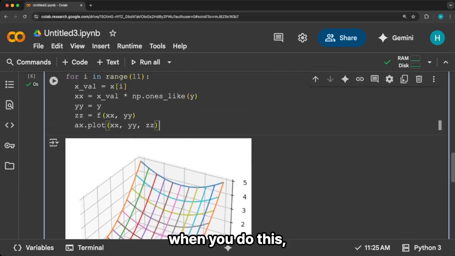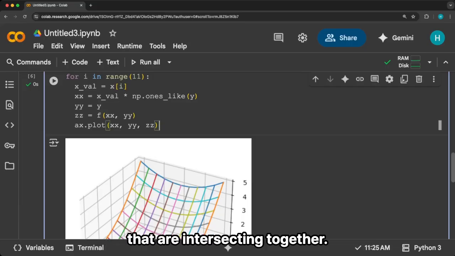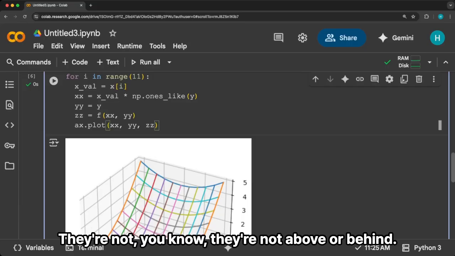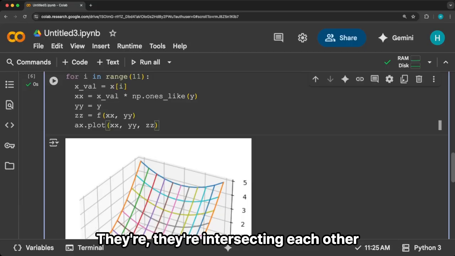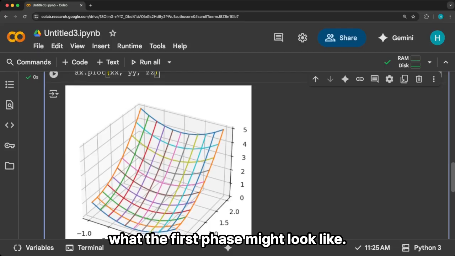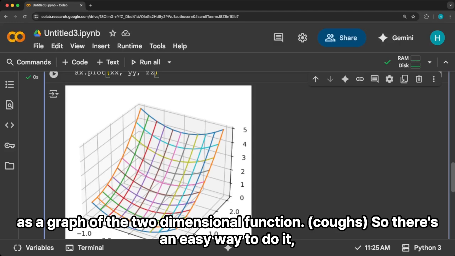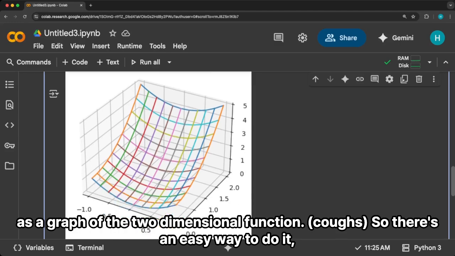When you do this, you can see there is a nice pattern of lines that are intersecting together. They're not above or behind; they're intersecting each other whenever they cross here. So you can now see what the surface might look like. This is basically what Python or other visualizing programs do when you ask them to draw the surface of a function, the graph of a two-dimensional function. But there's an easy way to do it.